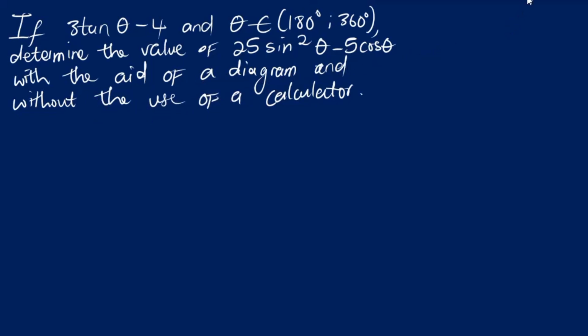Now, how do we do that? First of all, when they tell you something like with the aid of a diagram, you need a Cartesian plane here. This is trig, guys. Since you need a Cartesian plane, what type of Cartesian plane do you need? You need a Cartesian plane that outlines all the CAST elements and with the angles.